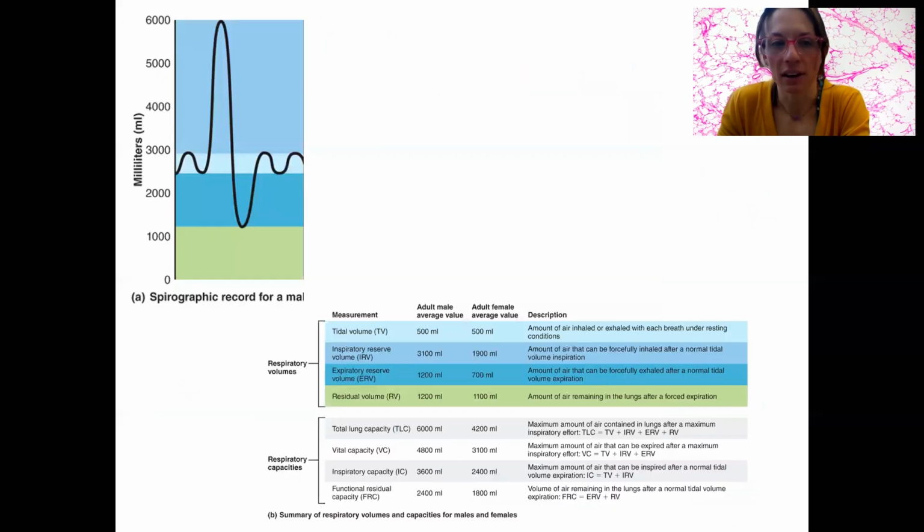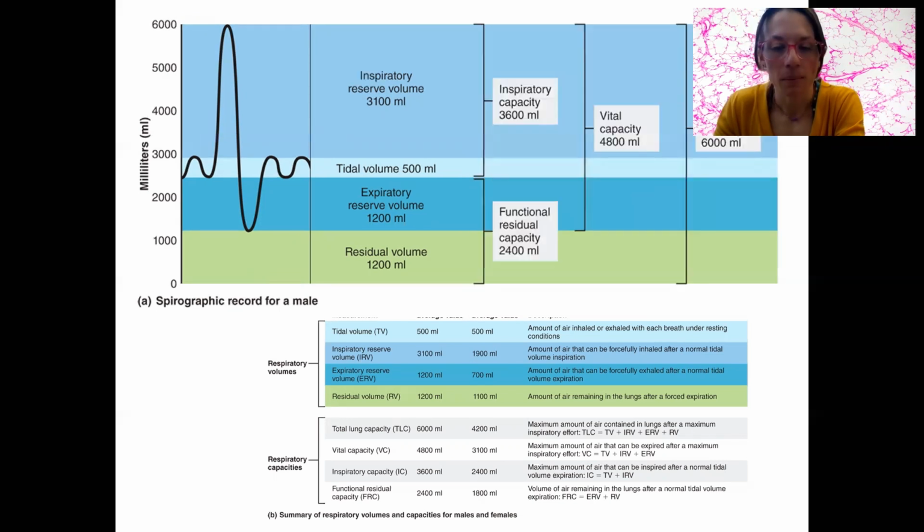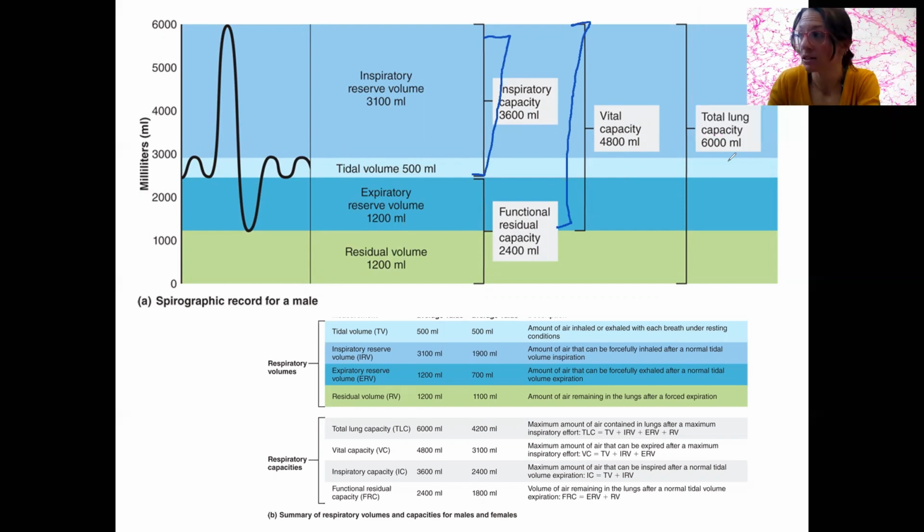Here is another way of looking at that same thing. This is just a nice figure that I want you to have. You could label these different components going along this way. So here is tidal volume, those reserve volumes, and residual. You could add together tidal volume with the inspiratory reserve volume, and you'd get inspiratory capacity. You could add all three of those together and get vital capacity. And this whole entire one here is your total lung capacity.